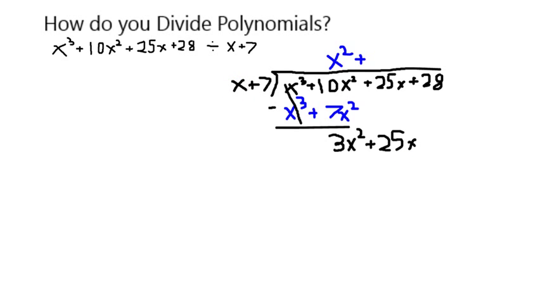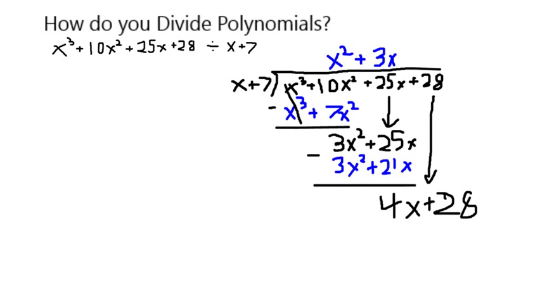Concentrating on canceling out the biggest term, which is this 3x squared, I'm going to multiply by 3x, which means 3x is going to be the next thing in my quotient. And when I do 3x times x plus 7, I get the 3x squared, again, to cancel. Then I'm going to do 25x minus 21x, which is going to give me 4x, and I'm going to bring down my next term. So that's going to give me a 4x plus 28.